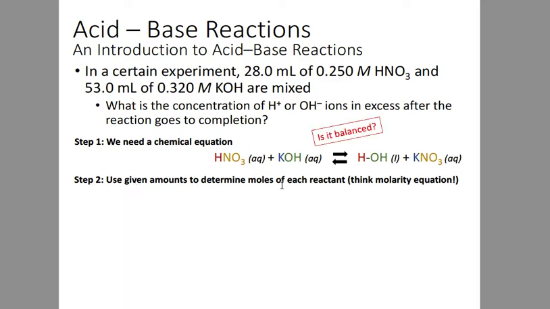So use the given amounts to determine the moles of each reactant. Think molarity, right? So we were given the molarity of each of these. We were given the volume of each of these. If I have molarity and a volume, I can figure out number of moles. So I can determine the moles of each of these. So that's what we're going to do.